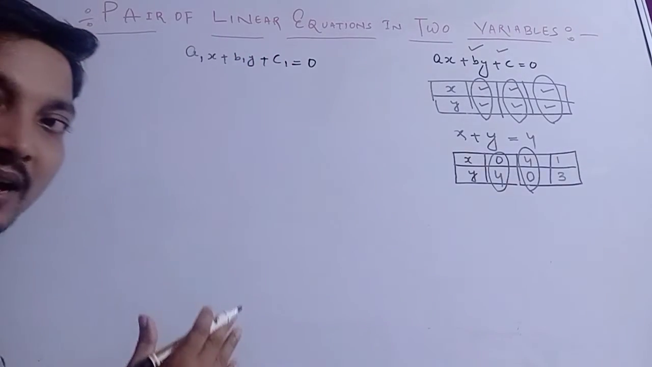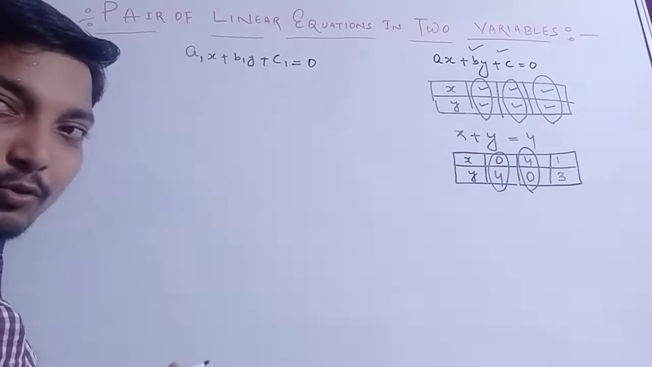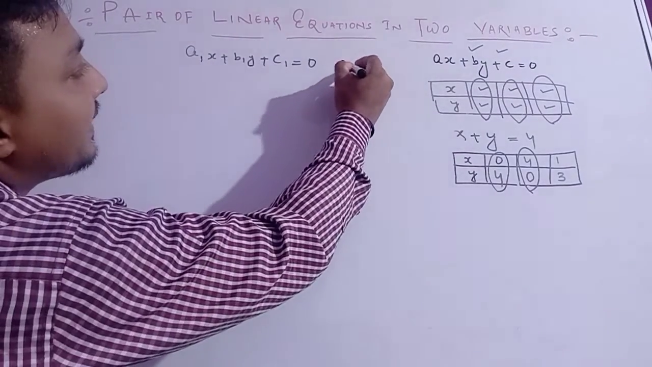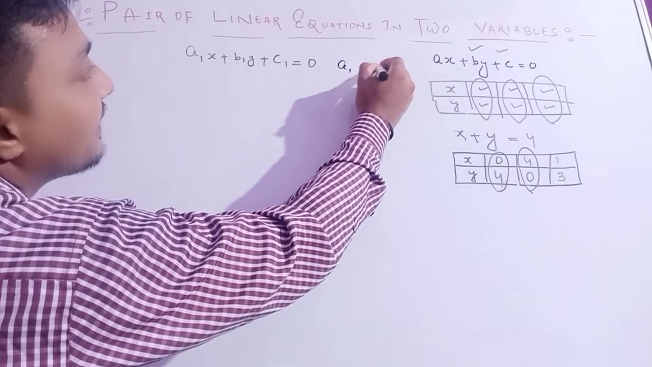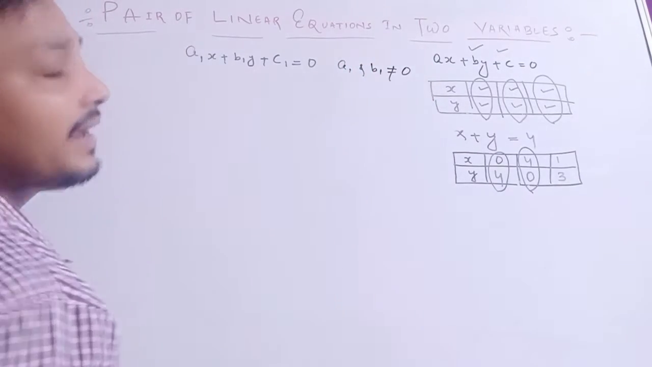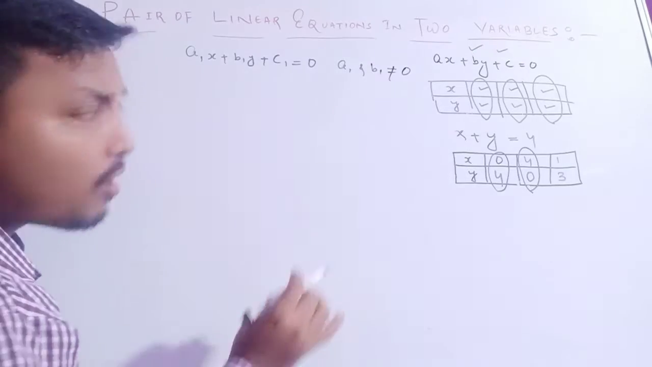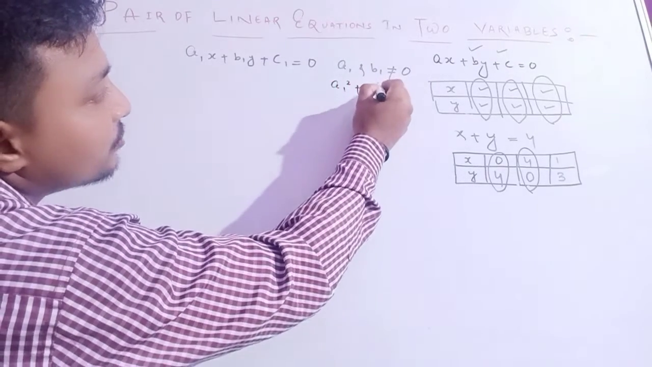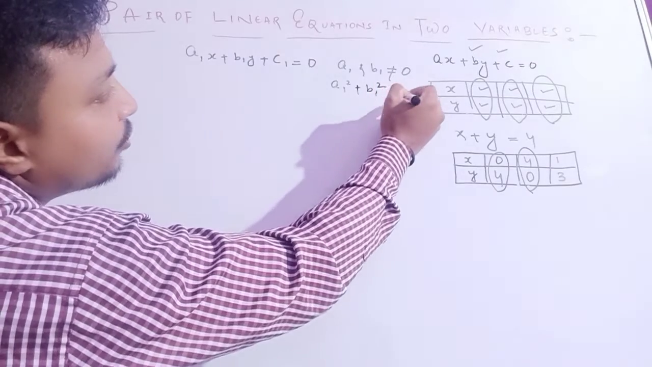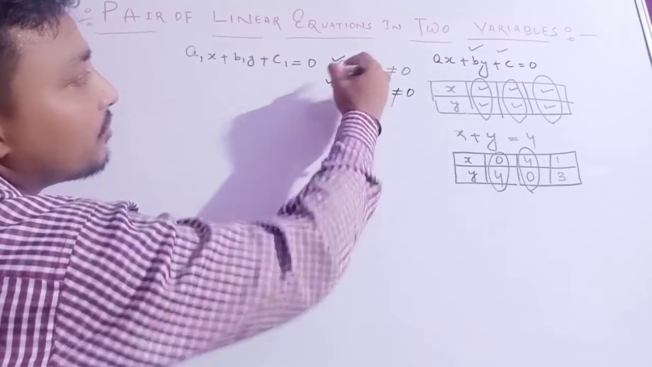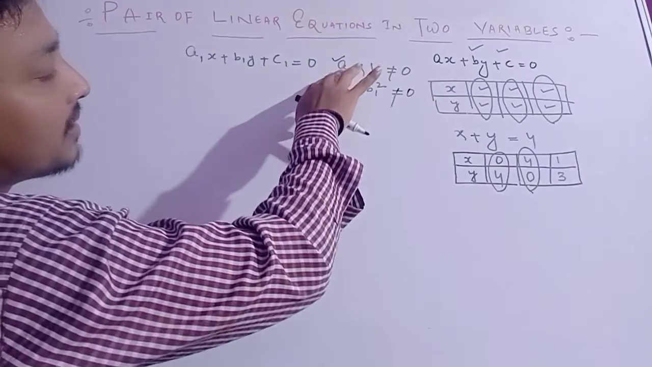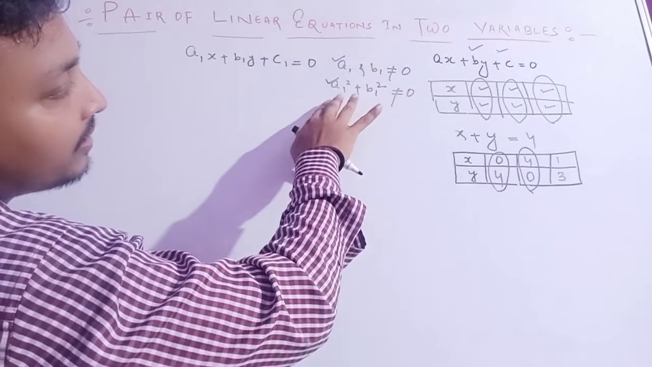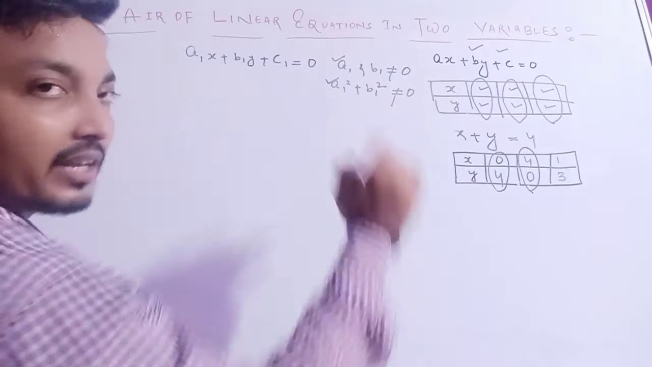So this is one of the linear equations in two variables, and here one of the conditions given is that a1 and b1 should not both be 0. Otherwise, one can say that the sum of a1 squared and b1 squared is not to be 0. Both statements mean the same. Whenever one says that a1 and b1 should not both be 0, also a1 squared plus b1 squared is not equal to 0.